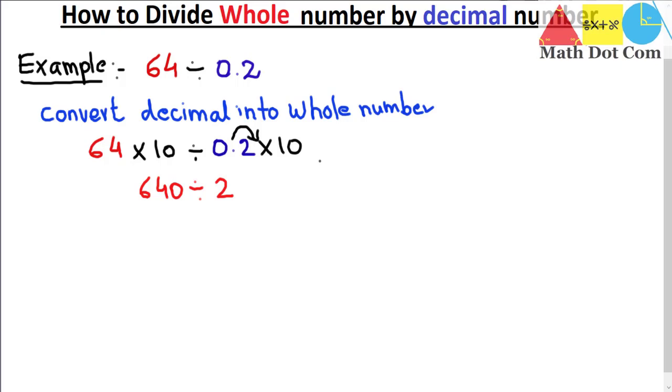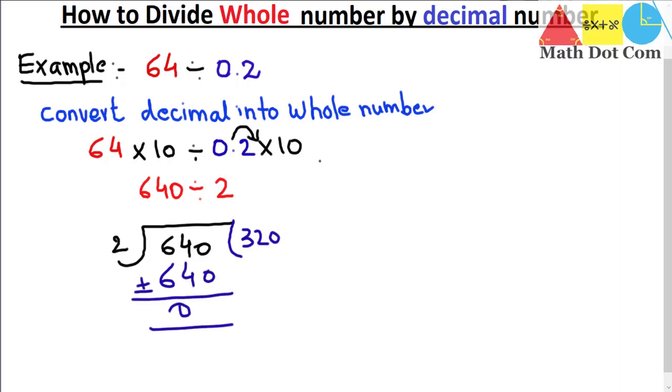Now we can easily use the method of whole number division. You can just write 640 inside, 2 outside, and it will be like 2 3s are 6, 2 2s are 4, 2 0s are 0. So what we will get is 320. So 64 divided by 0.2 is equal to 320. This is our answer.